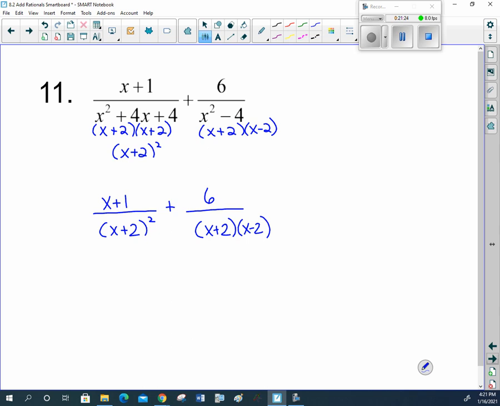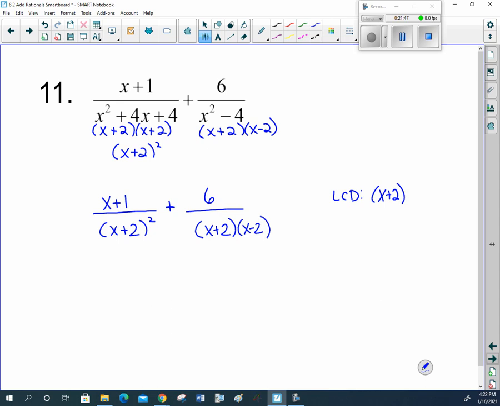Okay, so we need to figure out what our lowest common denominator is. So there aren't any numbers or single variables. It looks like everything's a parenthesis. So let's look at our parentheses. On the left, I've got an x plus 2 quantity squared, and on the right, I've got an x plus 2. So you know you're going to have to use an x plus 2. You got to use that factor. You can see it in your problem. You have to have that as part of your denominator.